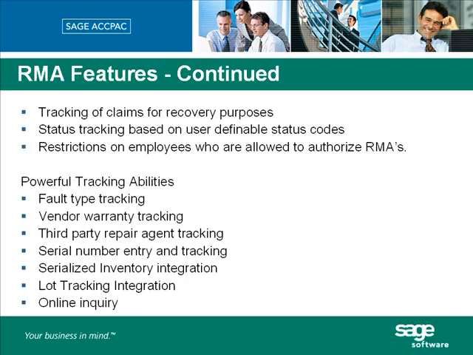Other features of RMA include the ability to track claims for recovery purposes, status tracking based on user-definable internal and external status codes, and restrictions on which employees are allowed to authorize RMAs. The tracking abilities in RMA consist of fault type tracking, vendor warranty tracking, third-party repair agent tracking, serial number entry and tracking, serialized inventory integration, lot tracking integration, and it offers online inquiry to view the current status of returns.